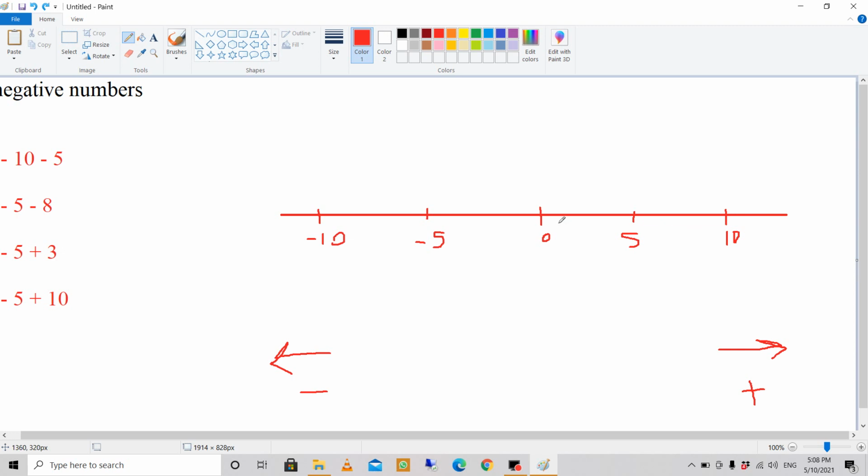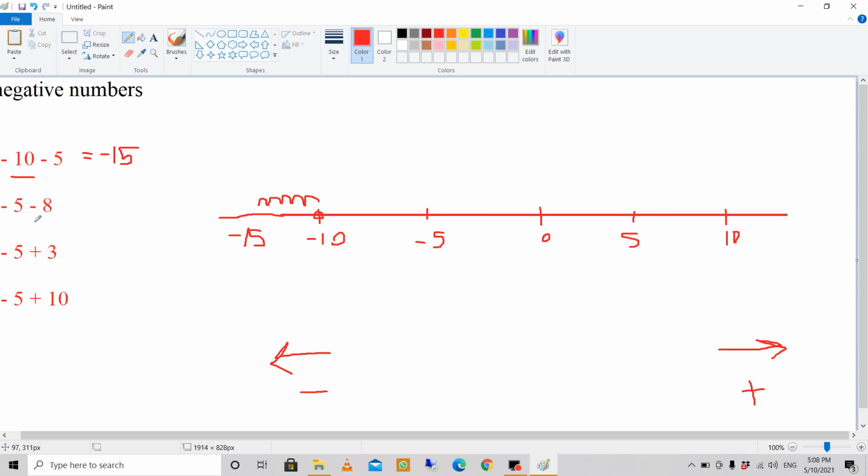The first question is, we have a negative number -10. So we are currently at this position, -10, and we have to subtract 5 from -10. That means we are moving 5 steps further towards the left side: 1, 2, 3, 4, 5. At this point we get -15. So -10 -5 is equal to -15. Subtracting means we have to jump towards the left side.